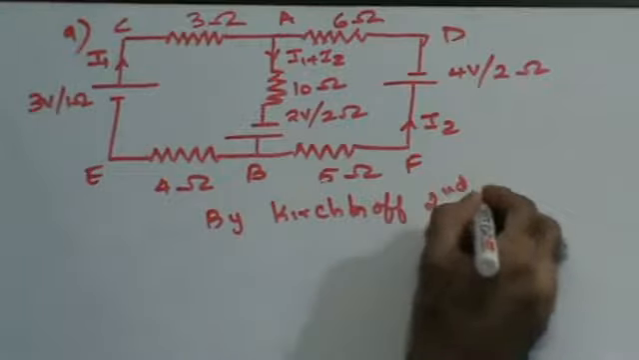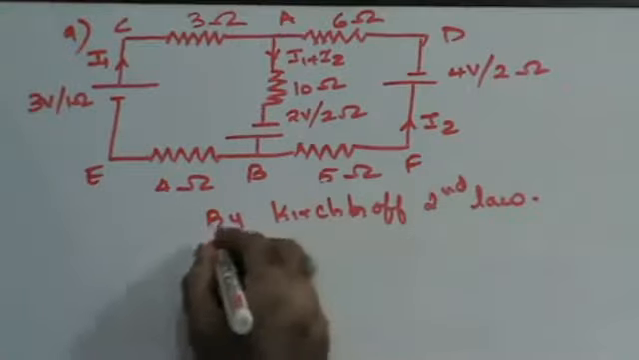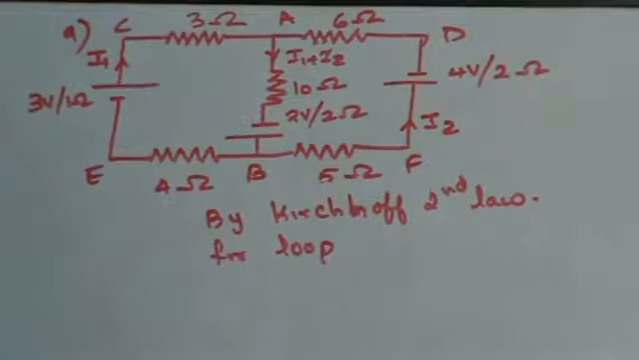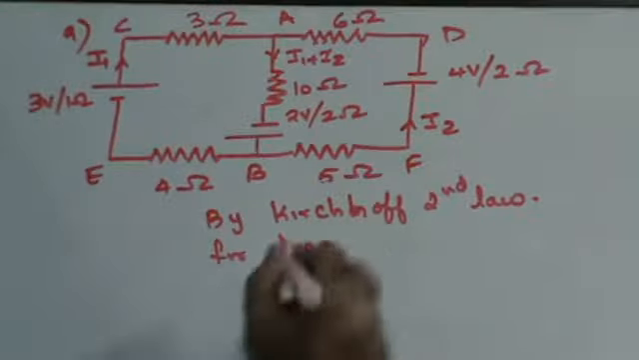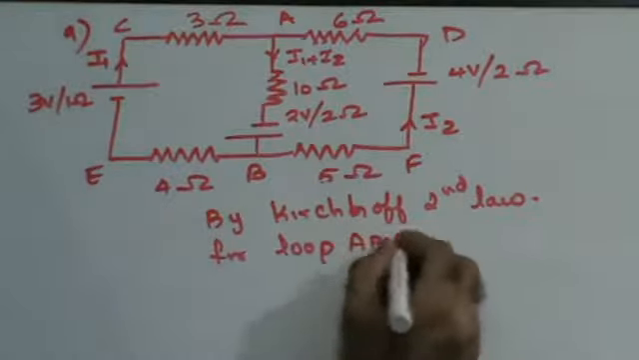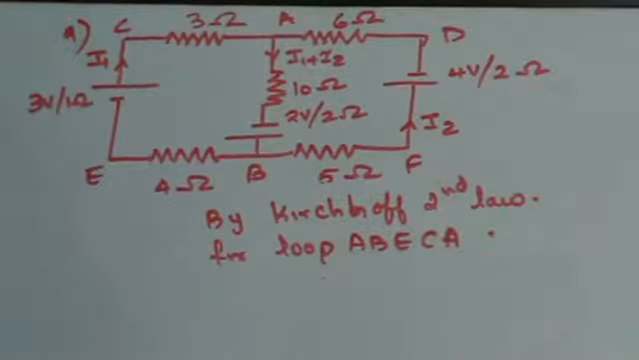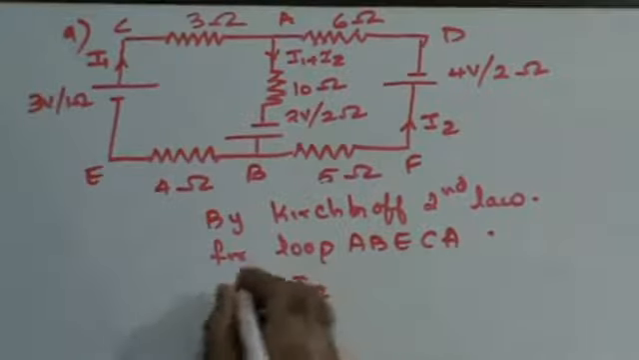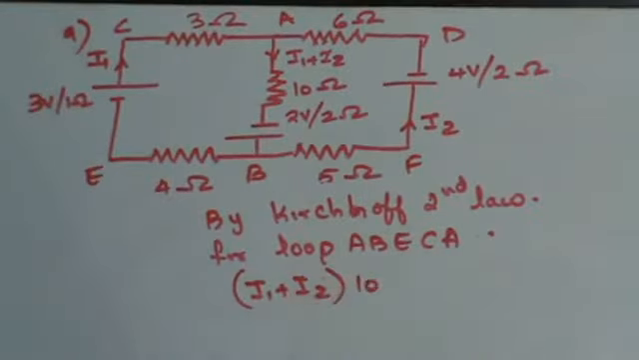Let us consider the loop A, B, E, C, A. Current is entering the point at A, so therefore the current is going to be treated as positive. So this will be I1 plus I2 into 10.